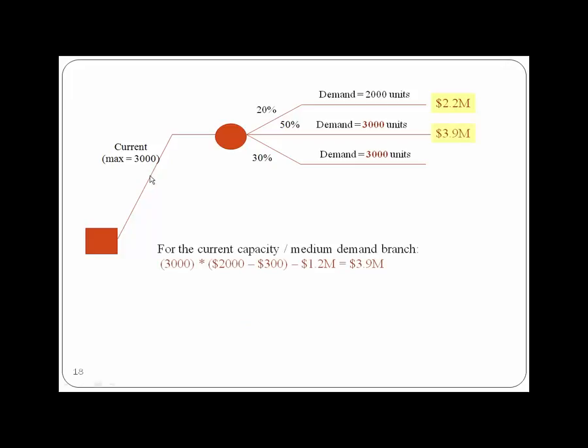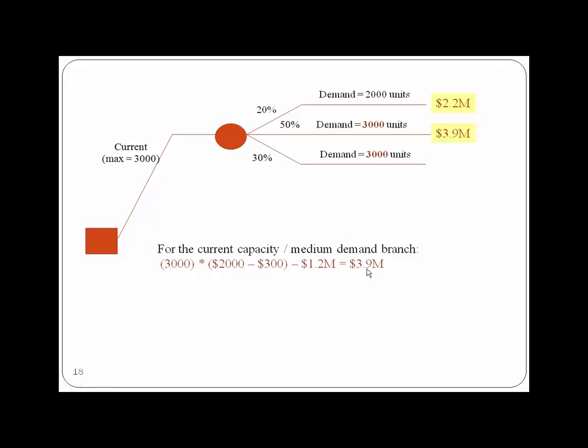Now, what if we stick with the current capacity, but the demand turns out to be medium, which, as you recall, the potential demand was 5,000, what we would call medium demand, and there's a 50% chance of that. However, since the current capacity is only capable of meeting 3,000 units, then we can only sell 3,000 units. So the value of this branch becomes 3,000 times the price per unit minus the variable cost per unit minus the 1.2 million, or 3.9 million.